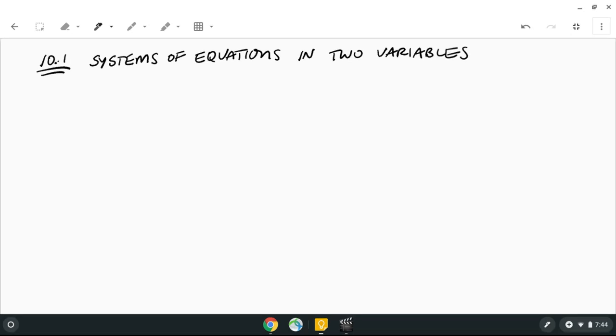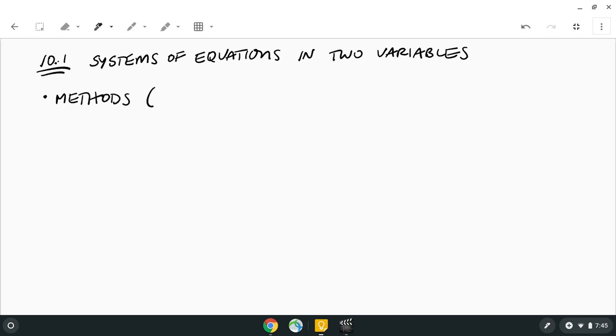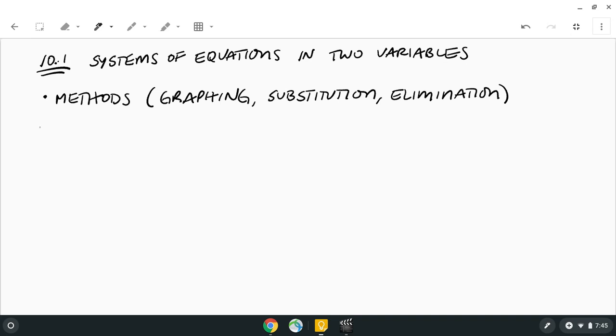Okay, so what we're going to be doing here is we're going to be looking at several methods. So first we're going to take a look at graphing. And then we're going to take a look at the substitution method, and the elimination method. Okay, and we're going to take a look at the solutions.